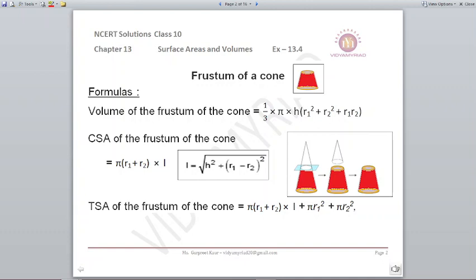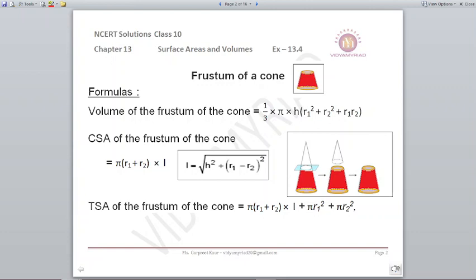Now what is the shape of the frustum of a cone? See, if you look at the second diagram, you have a full cone. If you cut it into two halves, the below part is known as the frustum. Its shape looks like this. So there is one circle up, a smaller circle, and there is a big circle down, and there is a slant height, or you can say the diagonal, which will be the height.